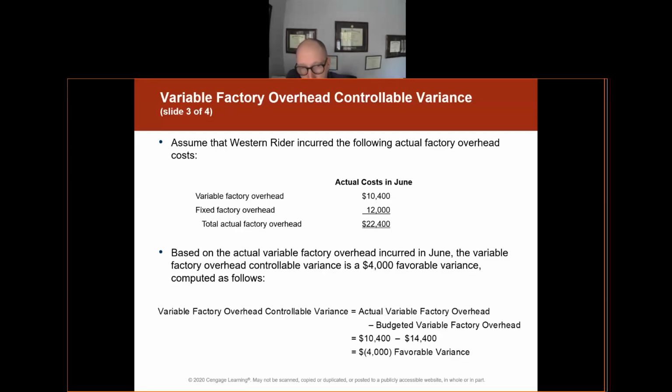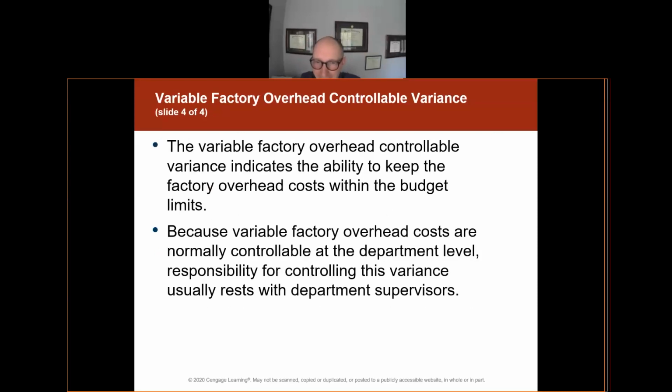Well, that's cool. Now I can see that my variable factory overhead variance is favorable. How do I know that? Well, my actual came in at 10,400, and as you know, we budgeted for 14,400. So actual minus the standard or the budget, the difference here is $4,000. That's favorable because it's minus $4,000. Isn't that nice? I like when we come in favorable. Favorable is a great thing.